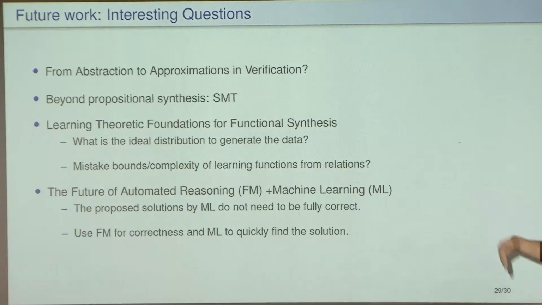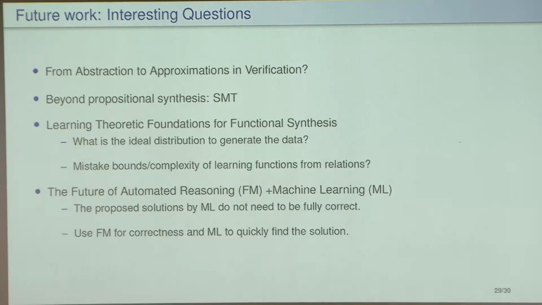What are the mistake bounds or complexity when you are learning functions from relations? This is a setting that's very natural to us, but has not been studied in the learning theory literature. So I think studying some of these theoretical questions would be interesting.